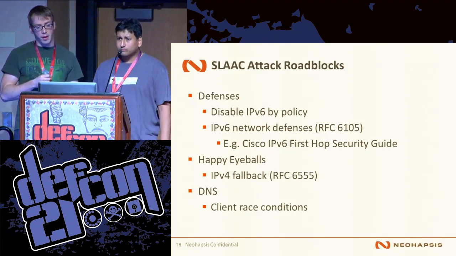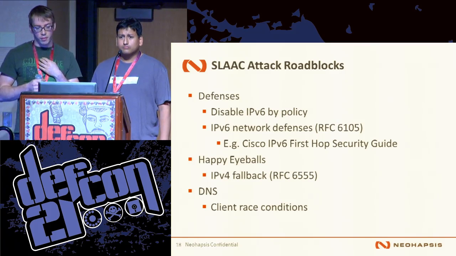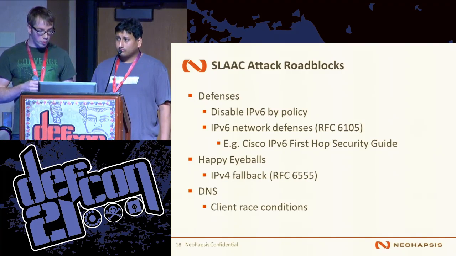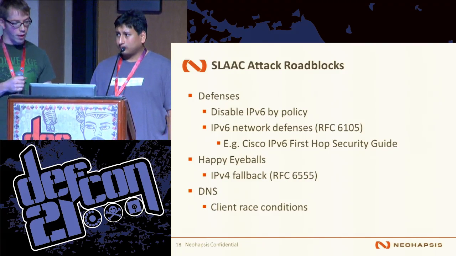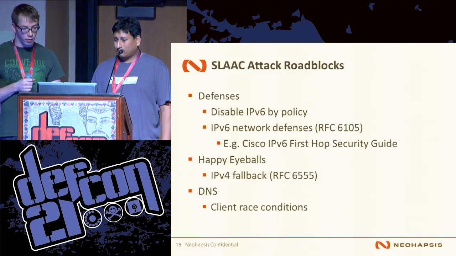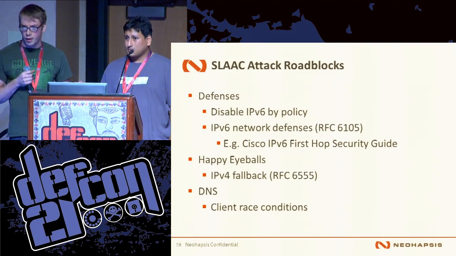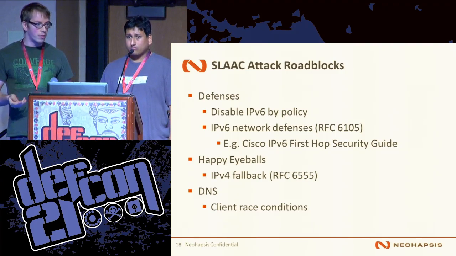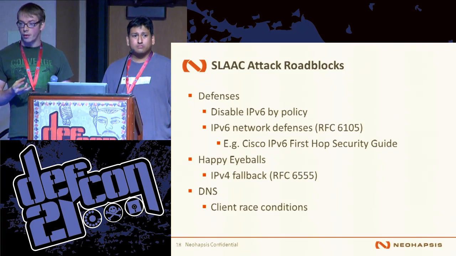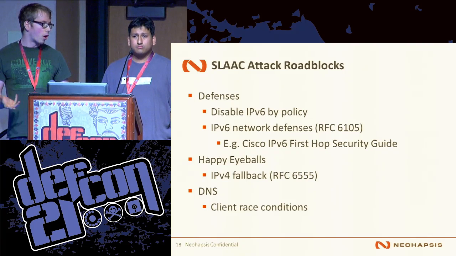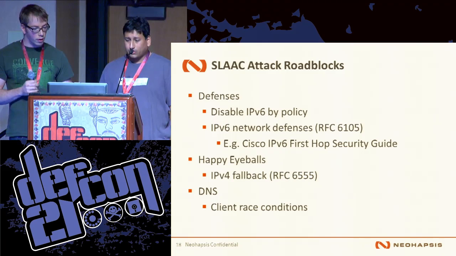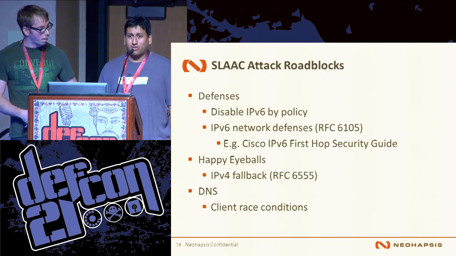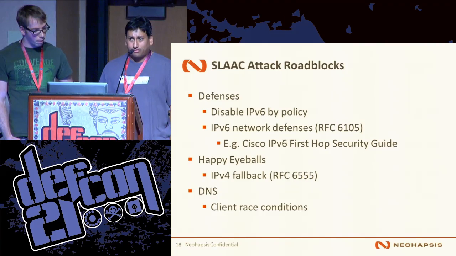One of the other things that we have to be on the lookout for are IPv6 network defenses, and these are specified in RFC 6105. There's also a guide that Cisco put out that talks about how to protect against first hop attacks, and they have a technology called RA guard, router advertisement guard, that basically stops, when we send out that router advertisement packet, that guard blocks that packet from hitting any of the other ports on the switch.